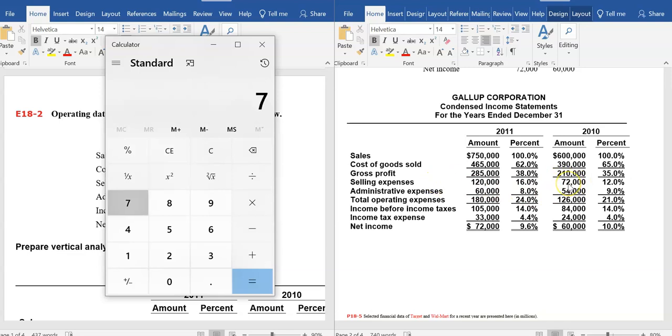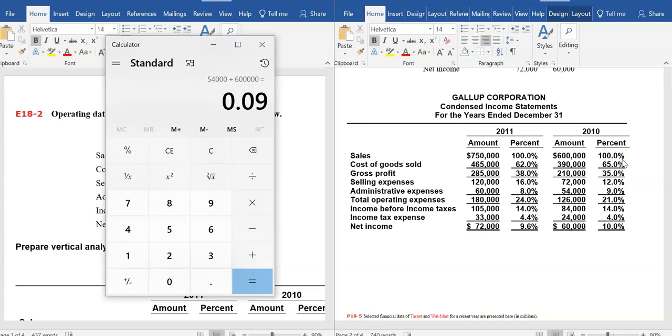Selling expenses are 72,000 divided by 600,000. Selling expenses are 12%. Administrative expenses, 54,000 divided by total sales of 600,000. Oops, let me get the right number. 9% of total sales. So ultimately what we're doing is we're taking each line item as a percentage of sales, figuring out what each line item's percentage is of total sales.